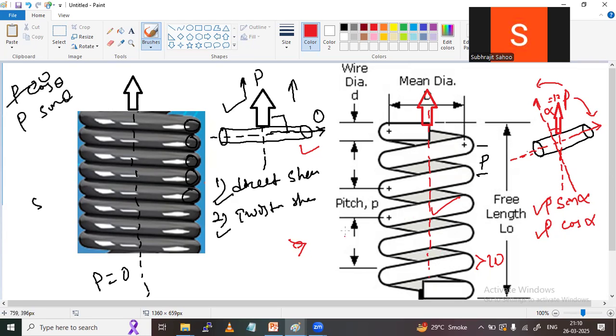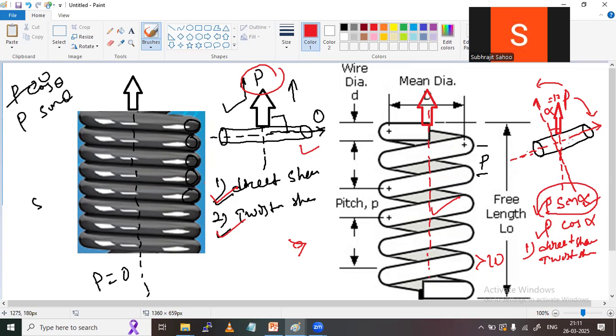And in the previous discussion, for the vertical P, what stresses were developed? Direct shear stress and twisting shear stress. The same thing develops here for this vertical component P sin alpha: direct shear stress and twisting shear stress will be developed because of this vertical component.